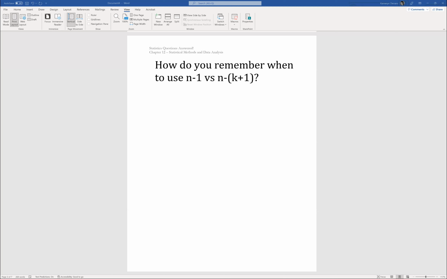So if you're only estimating one parameter, for example, let's say you're trying to estimate the population mean, mu. Well, then your degrees of freedom will be n-1, because you're only estimating one parameter, your sample size is n, and then your degrees of freedom is n minus the number of parameters you're trying to estimate.